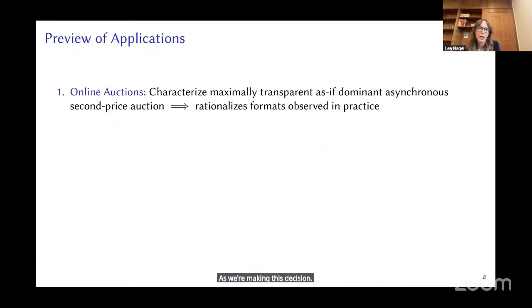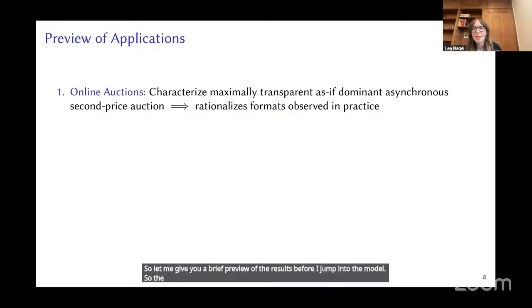Okay. So let me give you a brief preview of the results before I jump into the model. The key application is going to be this online auction setting that I just briefly alluded to. And what we're going to do is characterize the maximally transparent as-if dominant strategy asynchronous second price auction, which is going to turn out to rationalize formats that we observe frequently in practice. For example, this is used by eBay, but also many other online platforms.